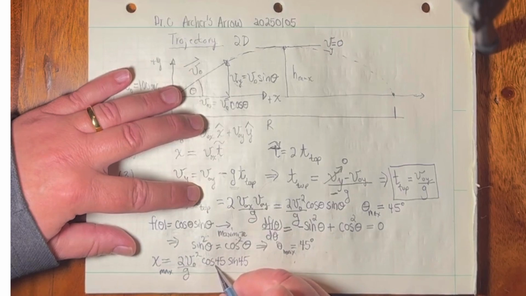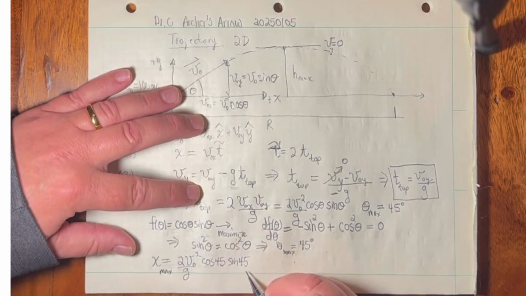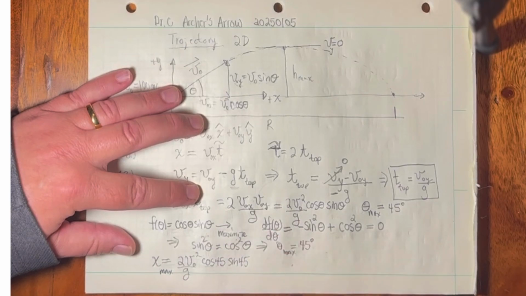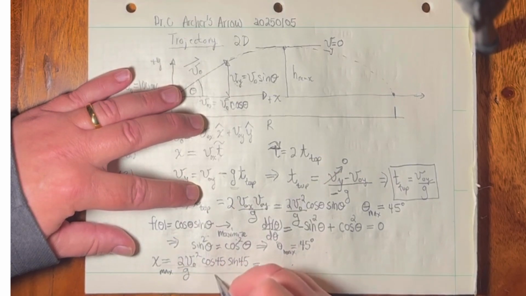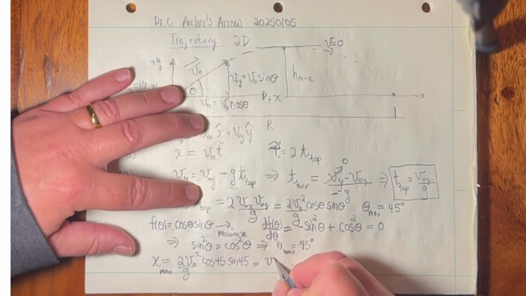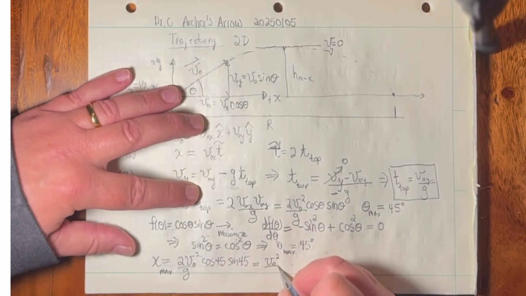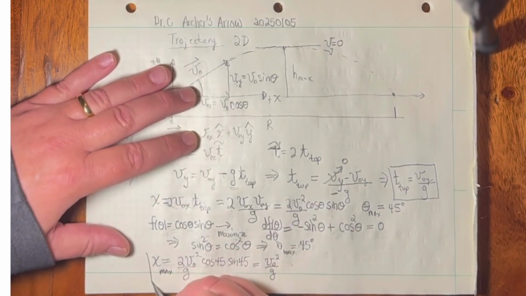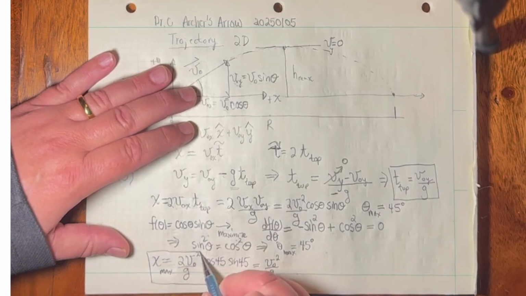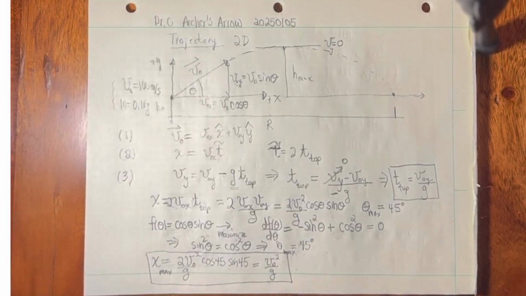Well, it turns out that the cosine is equal to the sine at 45 degrees, root 2 over 2. Root 2 over 2 squared is 2 over 4, which is 1/2. So the 2's divide out, and you get V naught squared divided by g. That is the maximum value. So let's pause this here and then we'll continue with some details.